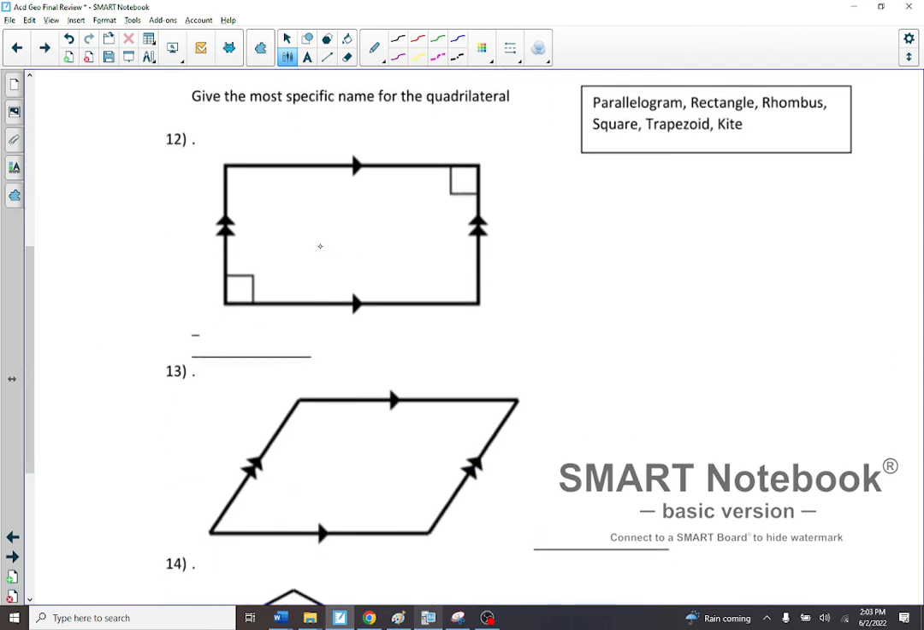Okay. So, name the specific thing. You'll have a word bank if you have a question like this. Or actually, it's multiple choice, so you know which one you could choose or not. So in this case, it's a rectangle, because we see the right angles and we see it's parallel.